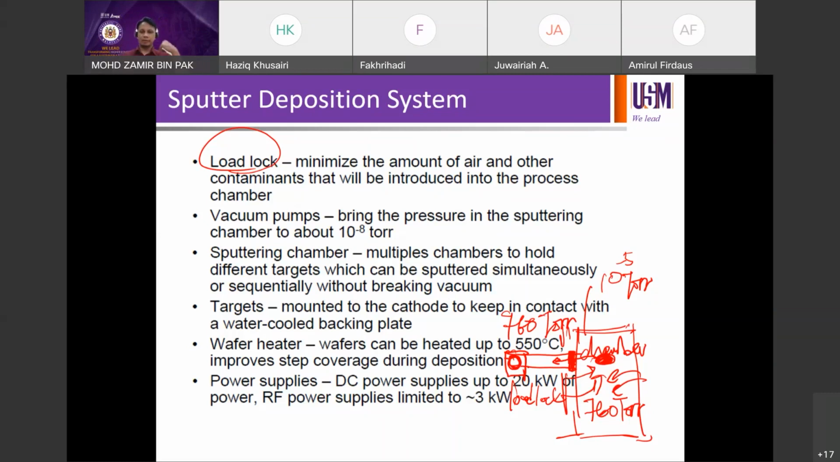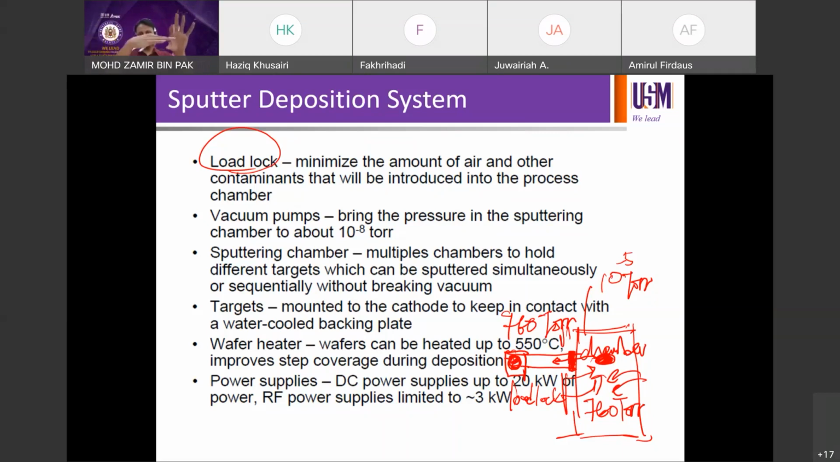So when you want to put in a new sample, you just put the sample into the load lock, then you purge the load lock. Purge the load lock means you vacuum the load lock down to 10-5. The moment the load lock pressure is equal to the chamber pressure, you open the gate valve, transport the sample into the chamber, close the gate valve, and then you can leave the load lock for a while, then you run your process.